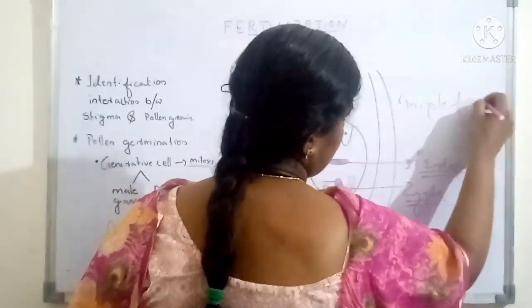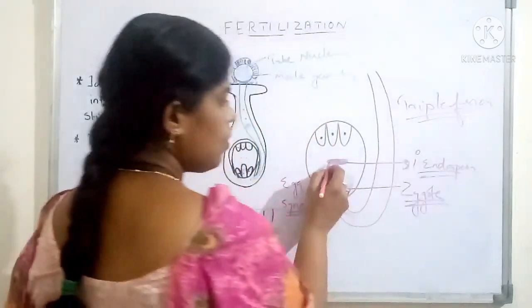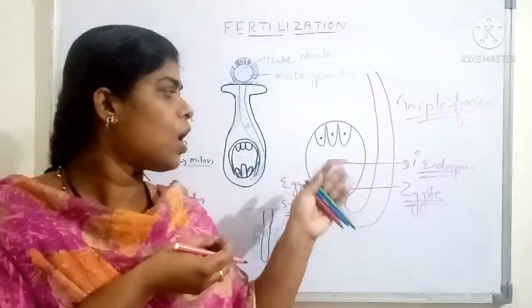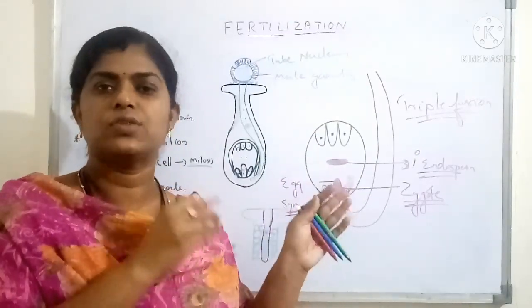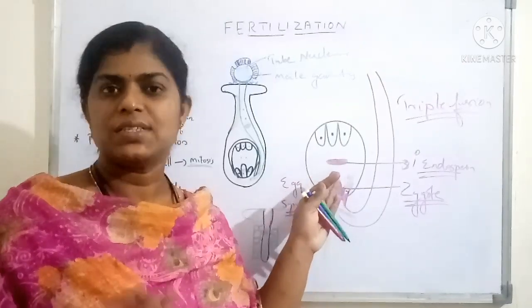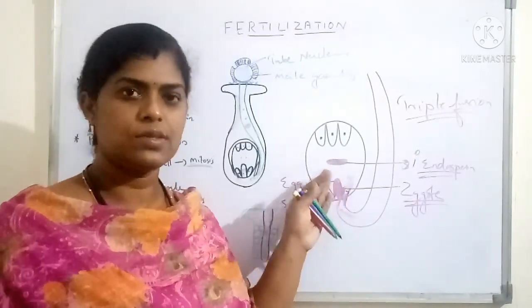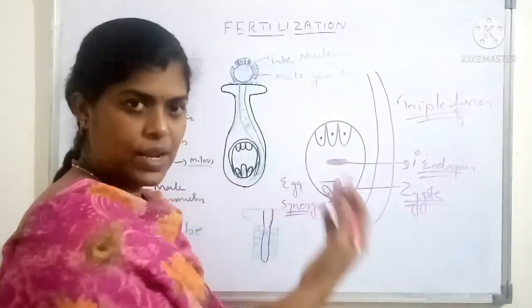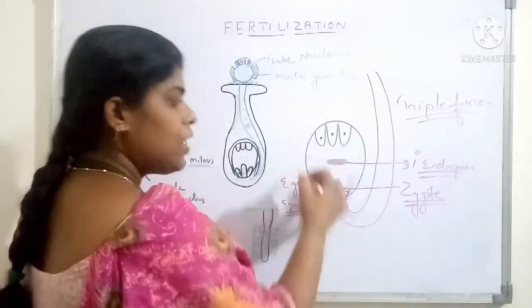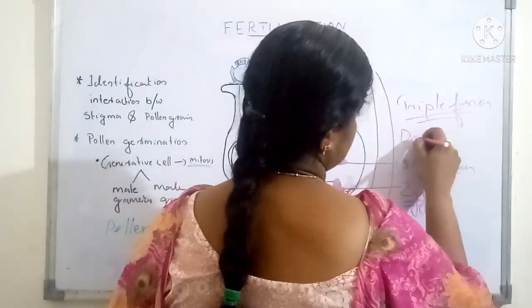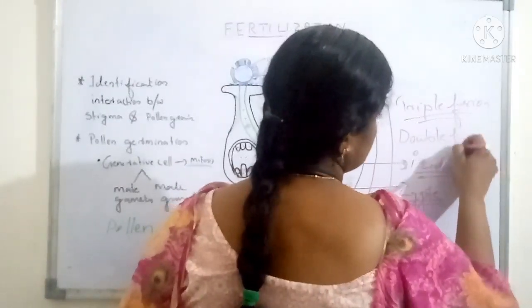Triple fusion means here already two nuclei were there. One of the male nuclei is added to the centrally placed polar nuclei, so that three nuclei will be there. So it is a triploid cell, meaning it has 3n nuclei, so we call it triple fusion. So two fusions have been done here, so the entire process we call double fertilization.